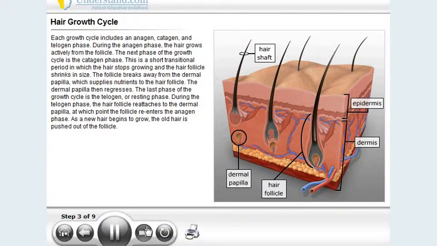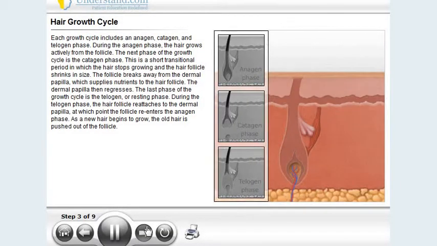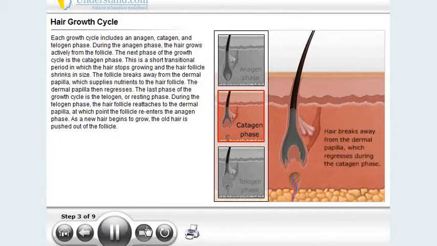Each growth cycle includes an anagen, catagen, and telogen phase. During the anagen phase, the hair grows actively from the follicle. The next phase of the growth cycle is the catagen phase. This is a short transitional period in which the hair stops growing and the hair follicle shrinks in size. The follicle breaks away from the dermal papilla, which supplies nutrients to the hair follicle. The dermal papilla then regresses.